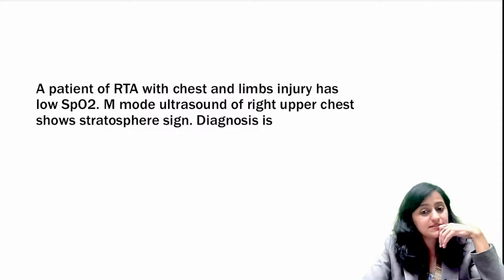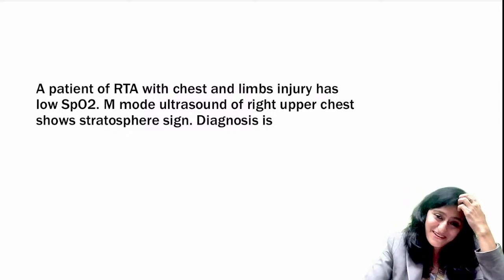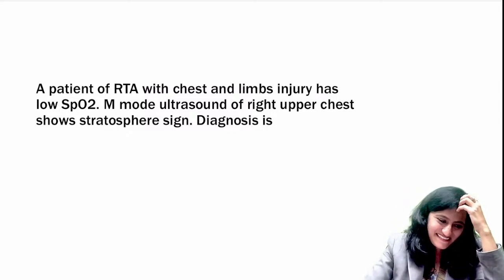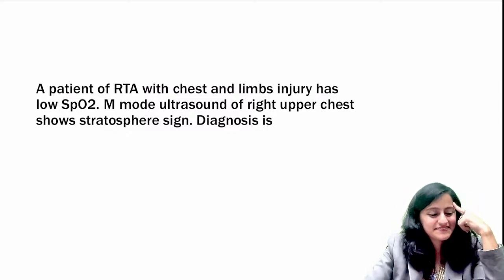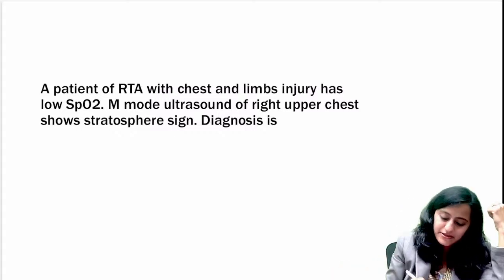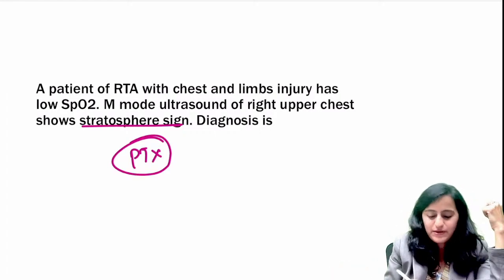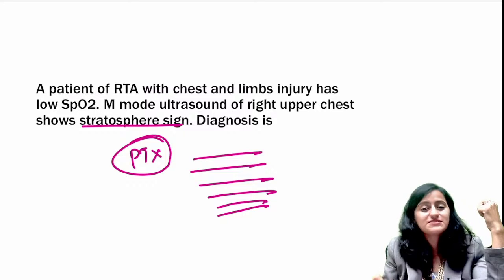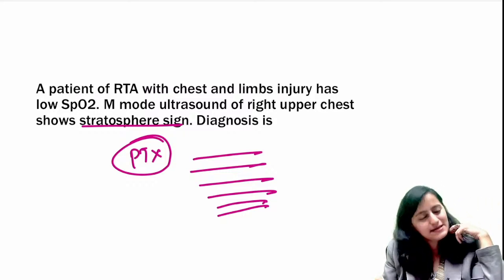What is the diagnosis here? Not moya, this is not moya. Very good. Stratosphere sign, this is going to be pneumothorax, right? The barcode or the stratosphere sign, this is going to be pneumothorax.